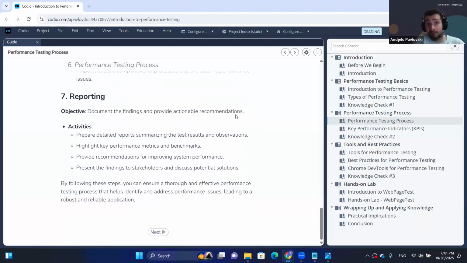Now, once we're done with all that, we have the reporting. Now, the best thing about performance testing is that almost all of the tools have a report generator in HTML, which is great. It's very easy to understand.